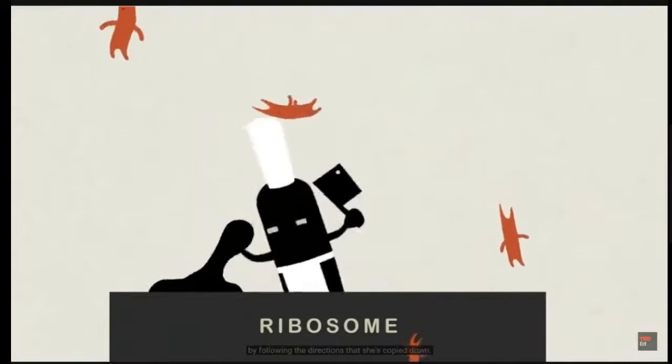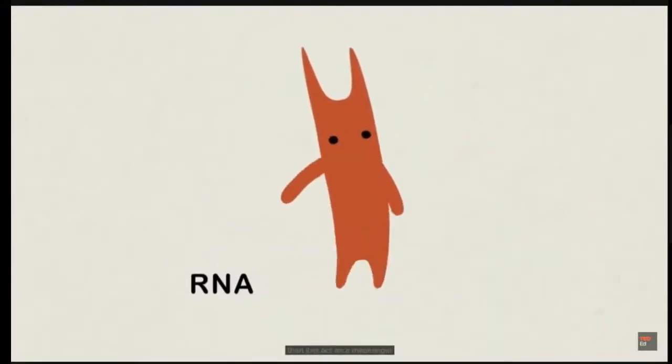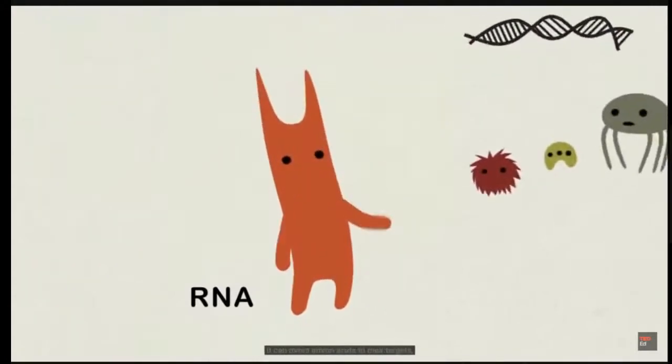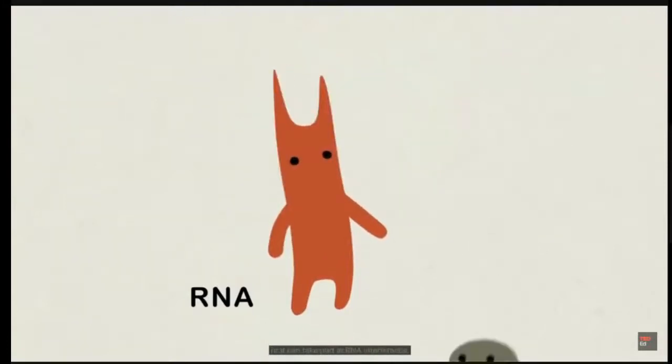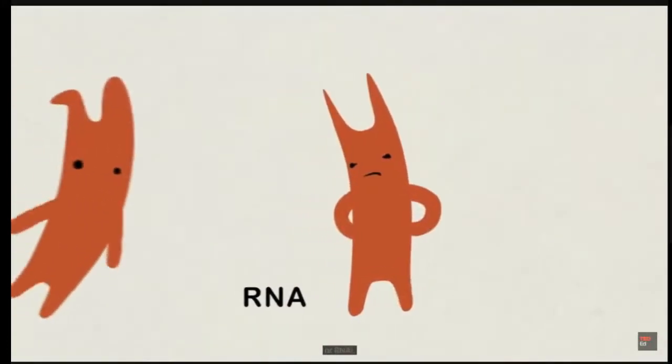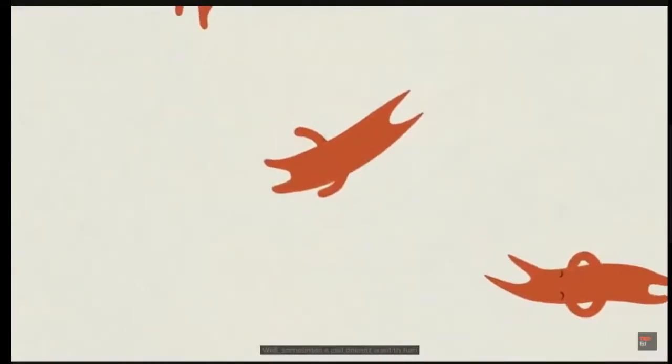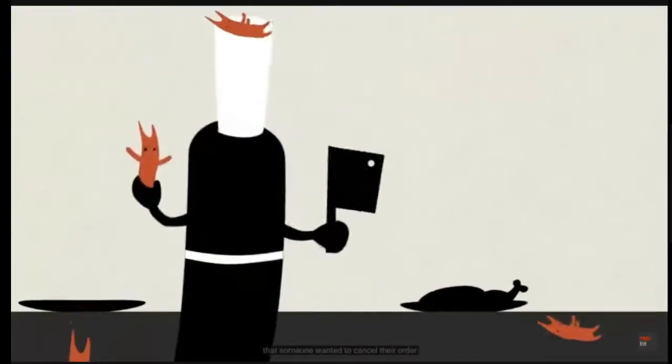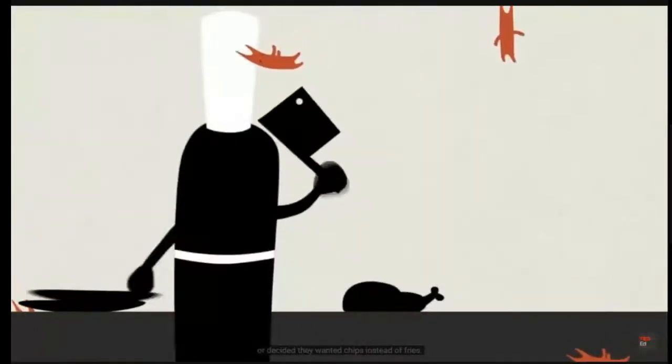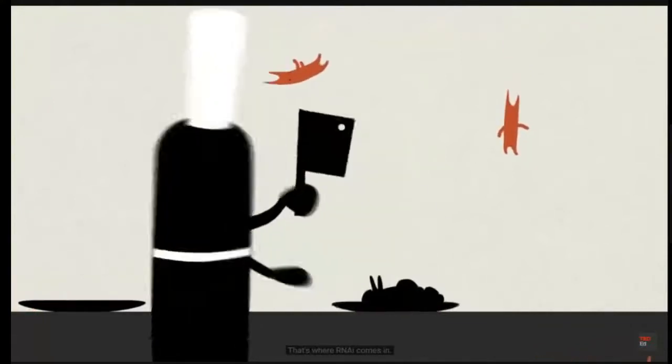that she's copied down. But RNA does more for the cell than just act as a messenger between a cook and her cookbook. It can move in reverse and create DNA, it can direct amino acids to their targets, or it can take part in RNA interference, or RNAi. But wait, why would RNA want to interfere with itself? Well, sometimes a cell doesn't want to turn all of the messenger RNA it creates into protein, or it may need to destroy RNA injected into the cell by an attacking virus. Say, for example, in our cellular kitchen, that someone wanted to cancel their order or decided they wanted chips instead of fries. That's where RNAi comes in.